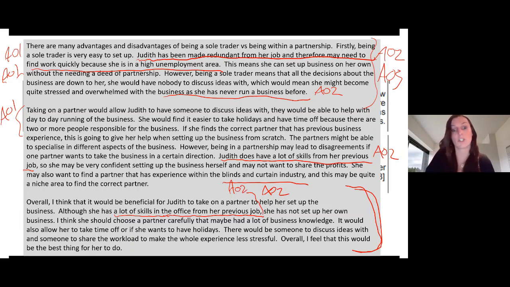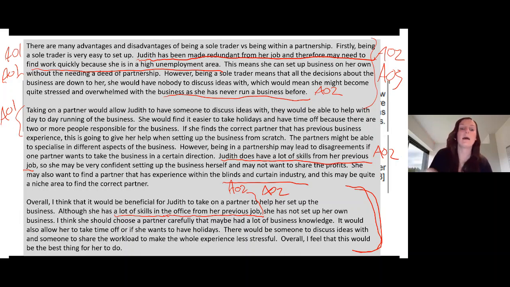I think she should choose a partner carefully. She maybe had a lot of business knowledge. It would also allow her to take time off if she wants to have a holiday. There would be someone to discuss ideas with and someone to share the workload and to make the whole experience less stressful. Overall, I feel that this would be the best thing for her to do.